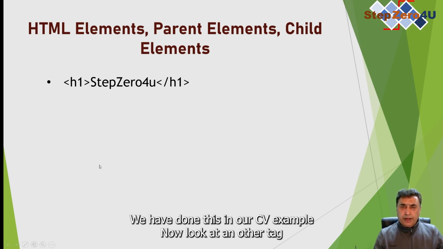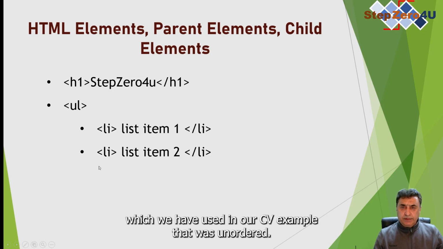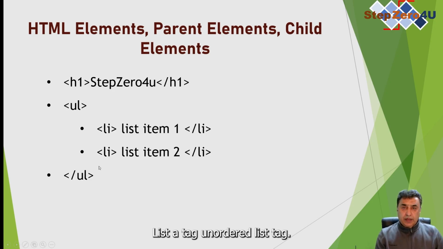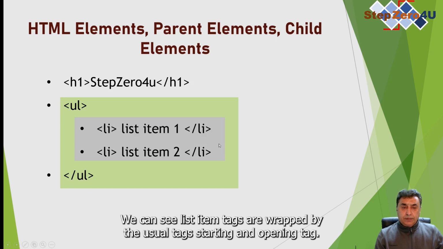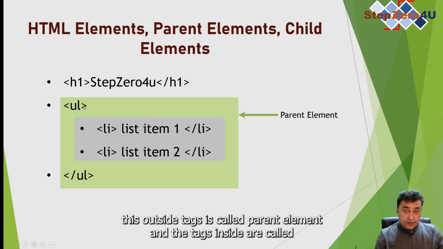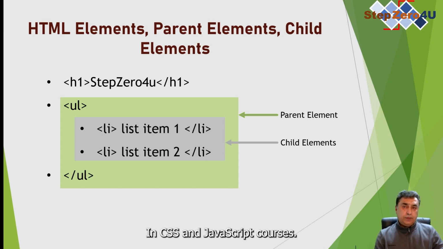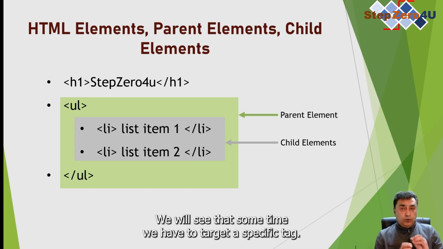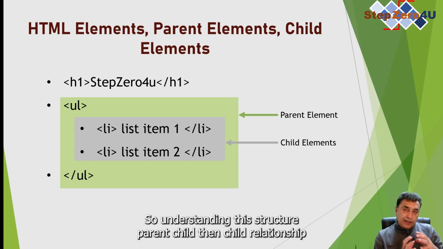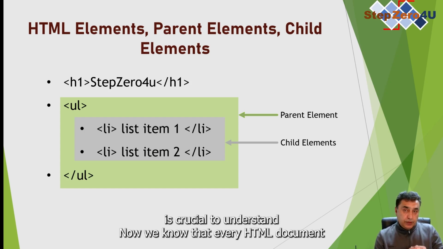Now look at another tag which we have used in our CV example, that was the unordered list tag. In the unordered list tag, we have two other elements, the list item tags. We can see list item tags are wrapped by the UL opening and closing tags. So this outside tag is called the parent element and the tags inside are called child elements. In CSS and JavaScript courses, we will see that sometimes we have to target a specific tag. So understanding this structure, the parent, child, grandchild relationship, is crucial.